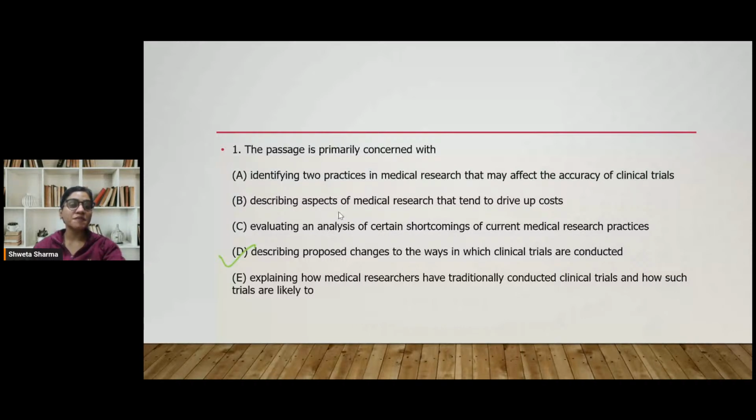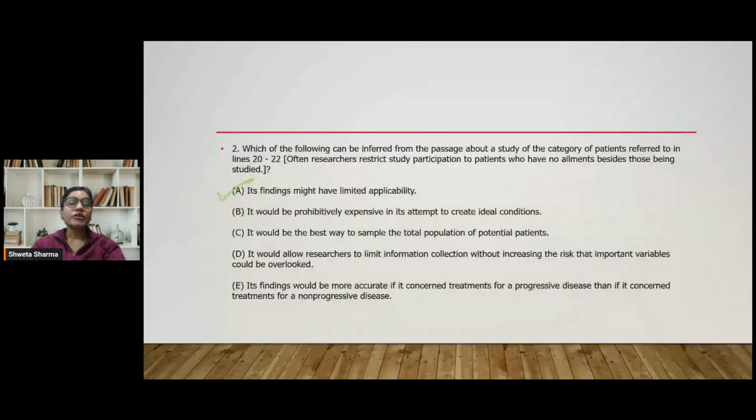So, the primary purpose is about describing the proposed changes to the ways in which clinical trials are conducted. We want to describe basically how the researches are conducted. And here it talks about a study of the category of patients referred to in lines 20 to 22. Often researchers restrict study participation to patients who have no ailments besides those being studied. So it should be that its findings might have limited applicability. So option number A. I hope these passages were simple to understand.